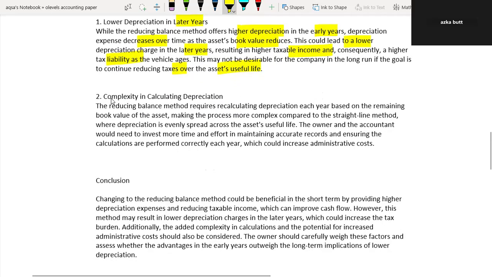Next disadvantage is that there is a complexity in calculating depreciation. So reducing balance method requires recalculating depreciation each year based on the remaining book value of the asset. So making the process more complex compared to the straight line method, where depreciation is evenly spread across the asset's useful life. So owner and the accountant would need to invest more time and effort in maintaining accurate records and ensuring the calculations are performed correctly each year, which could increase the administrative cost.